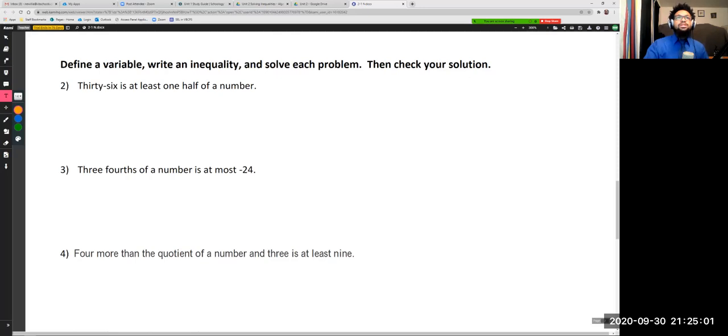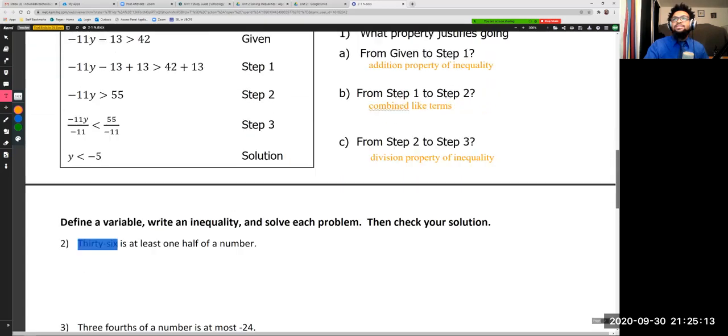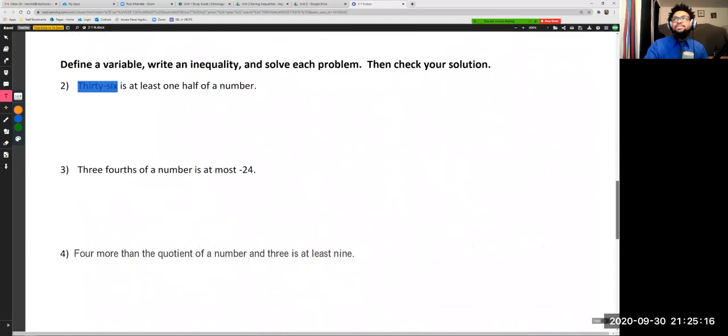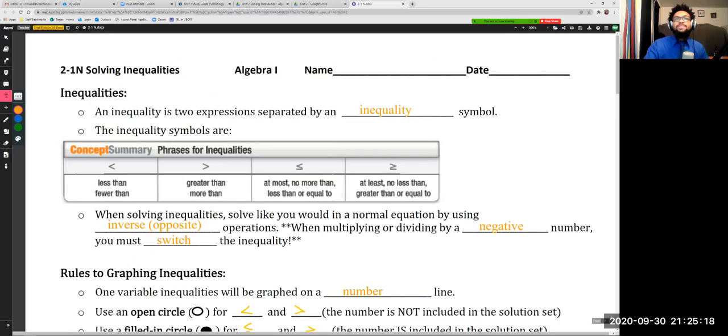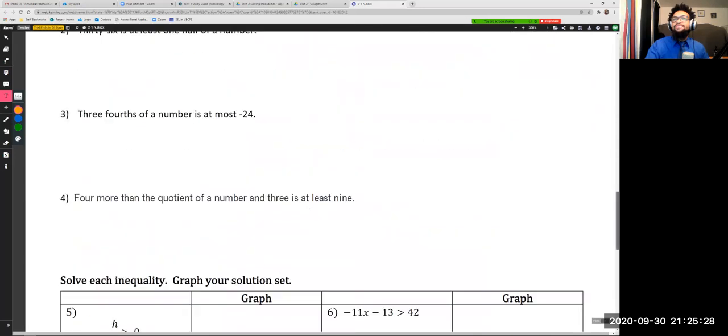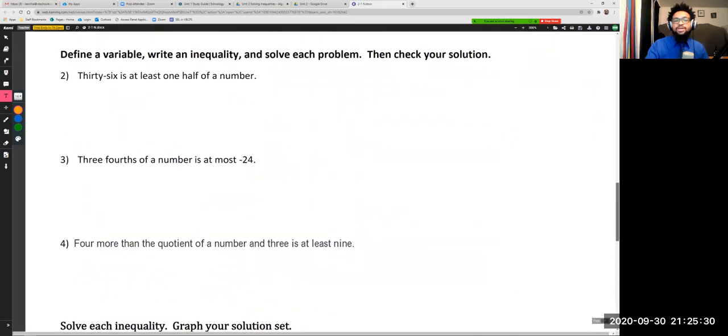All right. So this says 36 is at least 1/2 of a number. So we know this is 36 at least. Let's go look above and see what at least says. If we see at least, that tells us what the sign's going to be. So if I look over here, I see at least is greater than or equal to. So we know that we're going to have that as one of our symbols in this, okay?